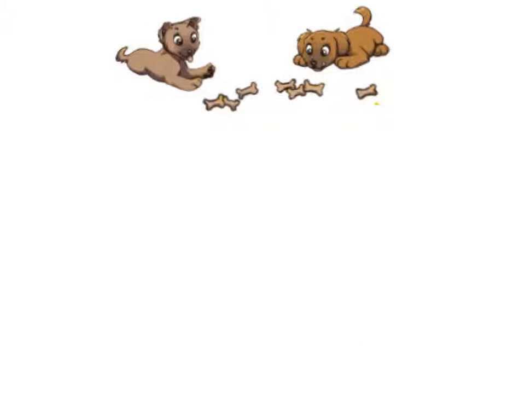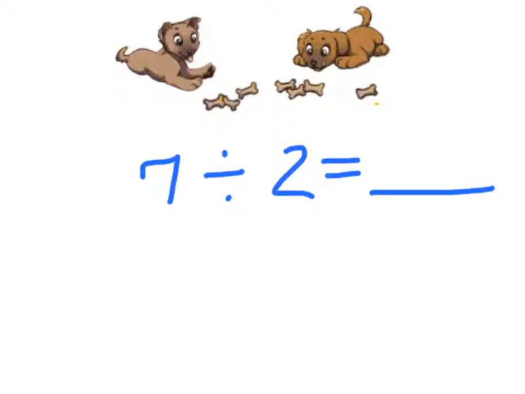But what happens when we have an uneven number to divide? In this case, we have 1, 2, 3, 4, 5, 6, 7 bones, and we're going to divide them between 1, 2 puppies. So our problem is 7 divided by 2, and we have to come up with an answer. This is not a basic fact, but we're going to use our basic facts to help us.